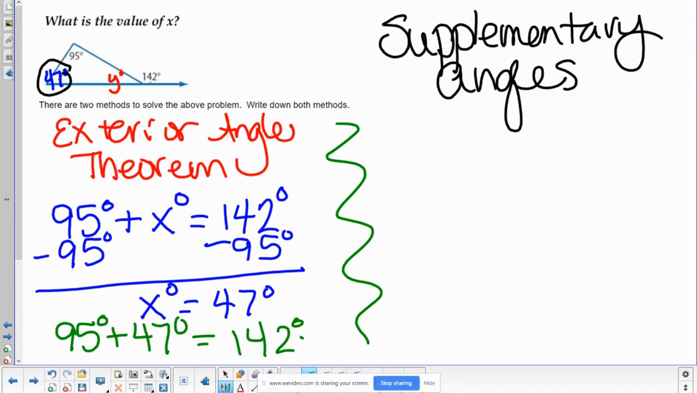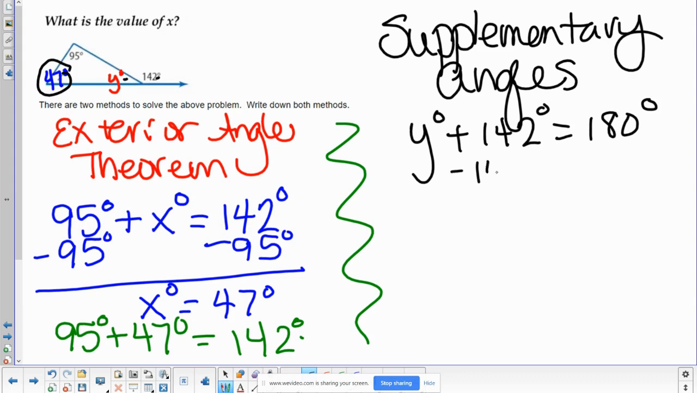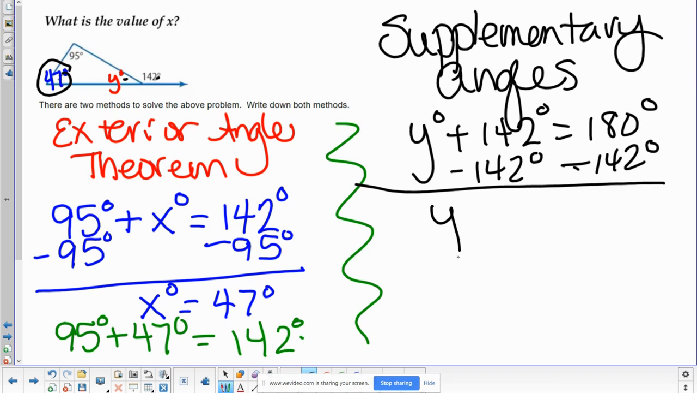So we're going to use that idea of supplementary. We're going to use that exterior angle of 142. And you notice that the angle y and the angle of 142 are going to equal 180. So I'm going to set that up as an equation. The y angle plus the 142 exterior angle has to equal 180 degrees. We're going to solve this algebraically. We take away 142 degrees from both sides, and we find out quickly that y is equivalent to 38 degrees.